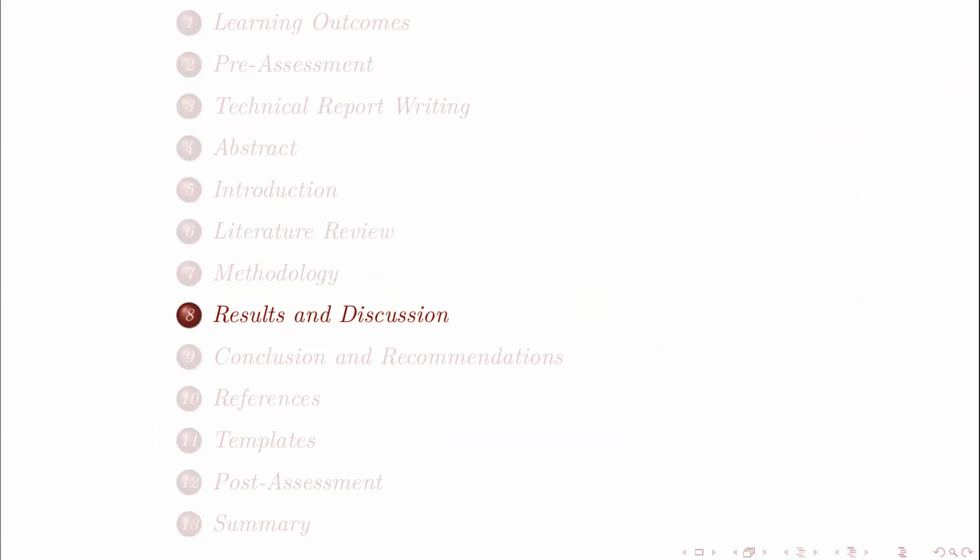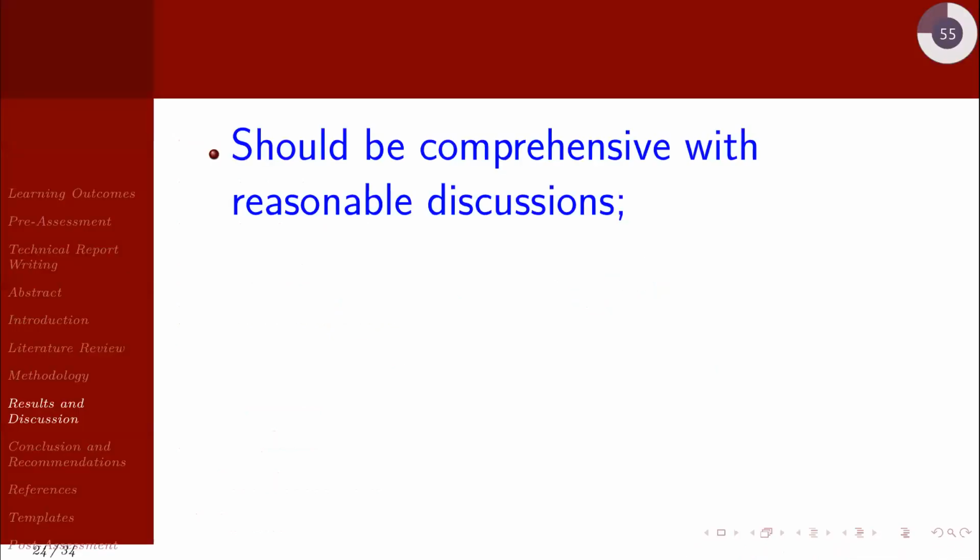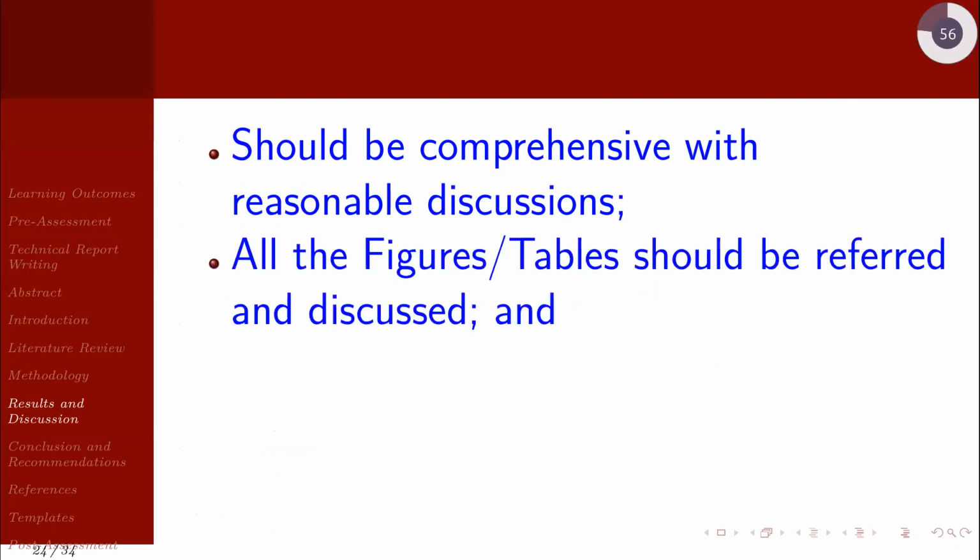And then there's a very important section, the results and discussion. It's often not written properly. What students usually do in the results, many times we have seen, is just dump different figures and tables, which are not referred to properly, thinking that the reader or the examiner will be able to interpret them, so they don't have to write anything in the main text. No, I'm reiterating, you should be discussing all the figures and tables appropriately. It should be comprehensive, with reasonable discussions.